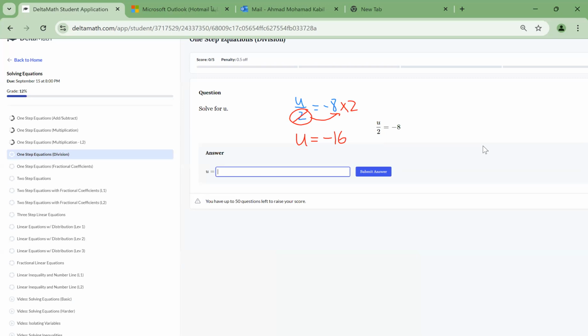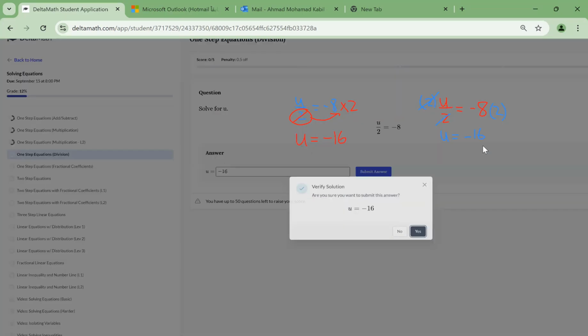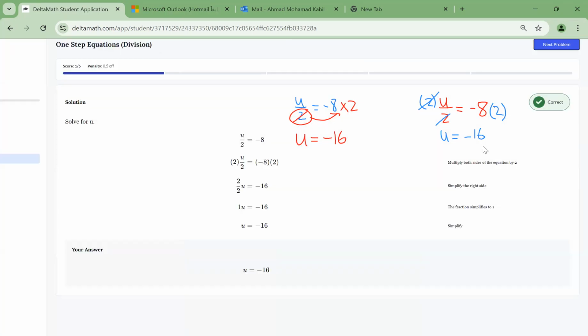Some people would not prefer to take a number from one side to the other. They would prefer to multiply both sides of the equation by the same number. So in this case, I would multiply here by 2, and I would multiply here by 2 as well. And this is my preferred way of solving. So the 2 cancels the 2, then you have u equals negative 16. Negative 16 is the correct answer.